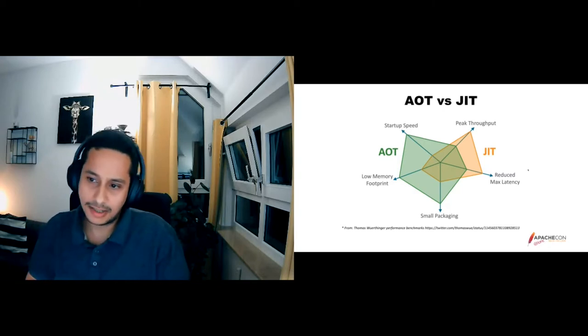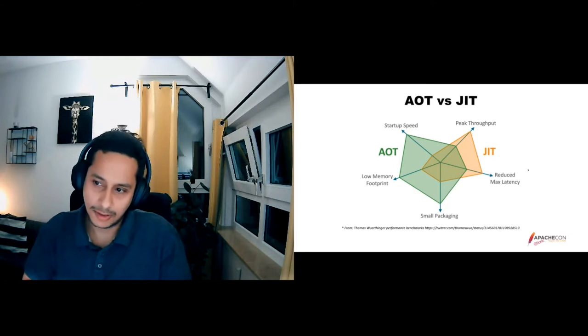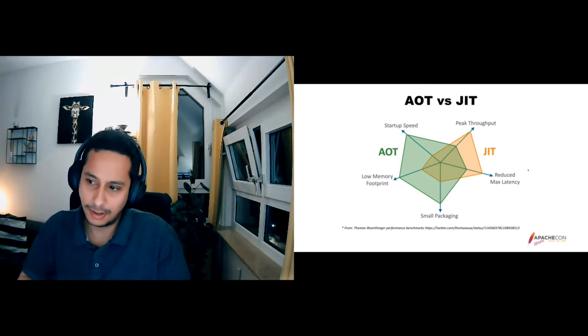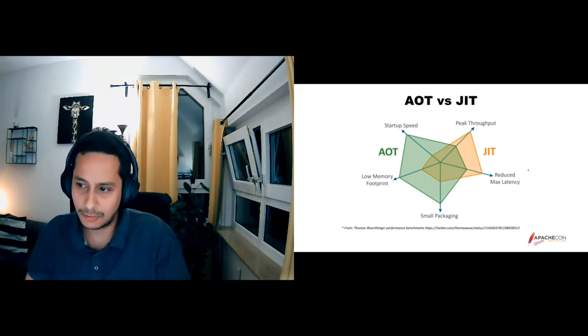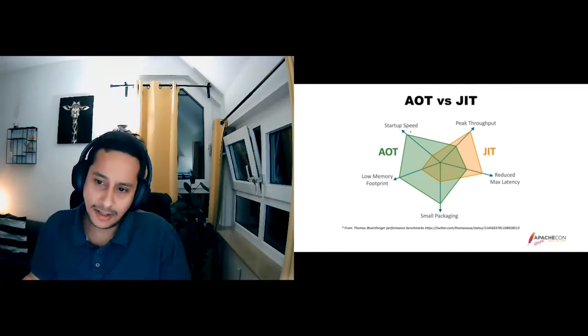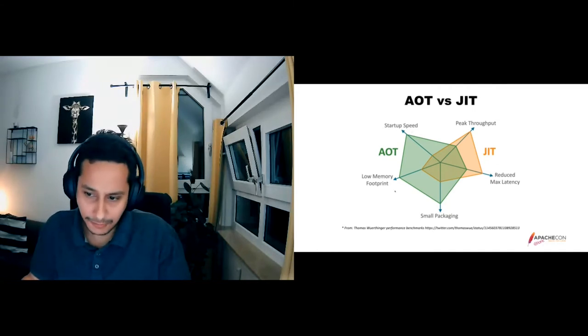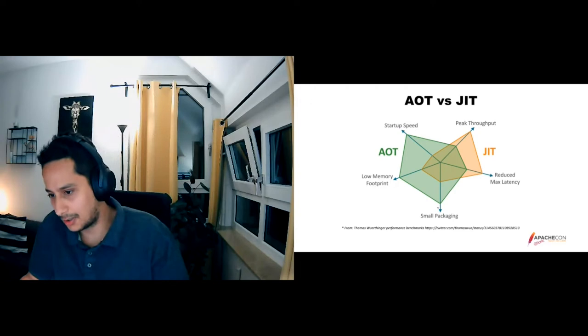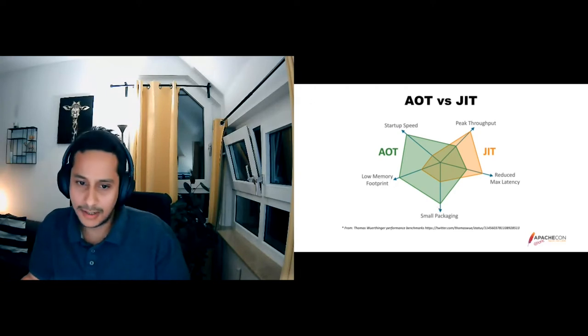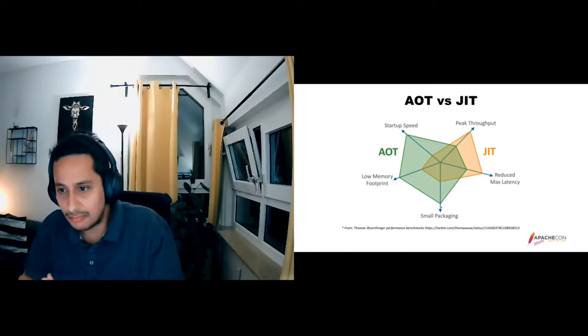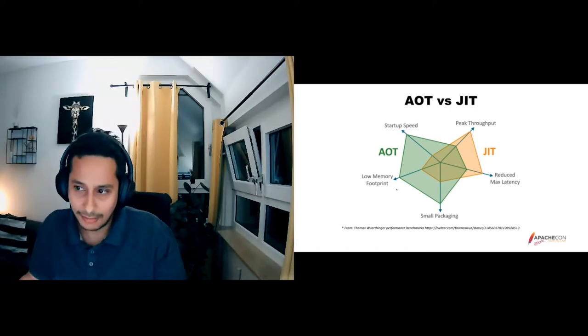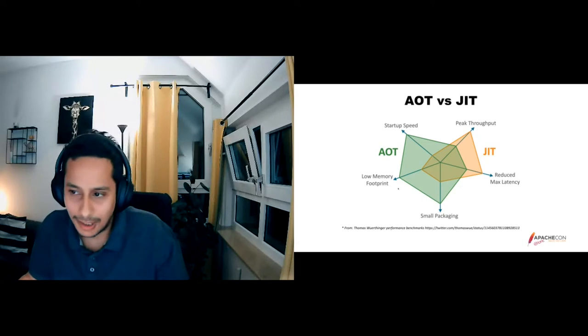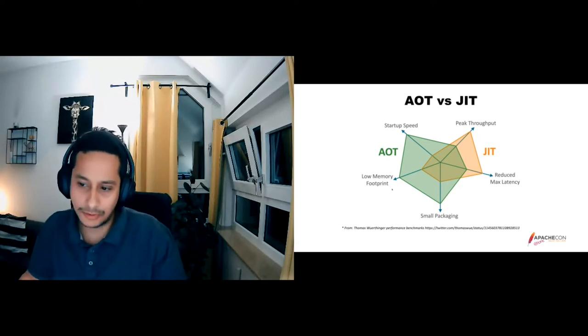But that actually comes with disadvantages, because now with the JIT, you need to bring the compiler with you. You need to bring the infrastructure of the JIT and the JDK with you. This affects the startup speed, the memory footprint, and also the packaging. So at the end of the day, it's more about compromises. If you go with ahead-of-time compilation, you somehow win the other three, but you might sacrifice a bit of throughput, for example.